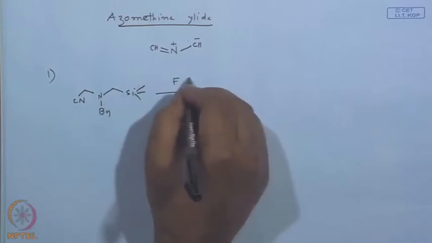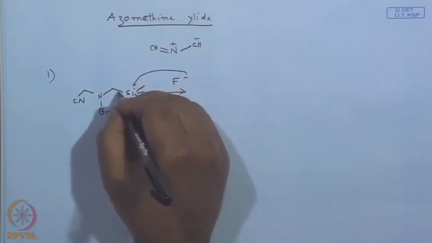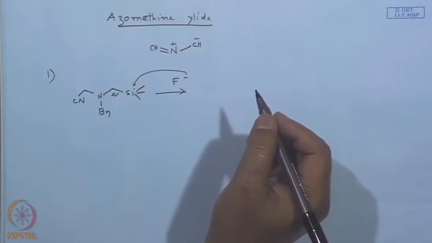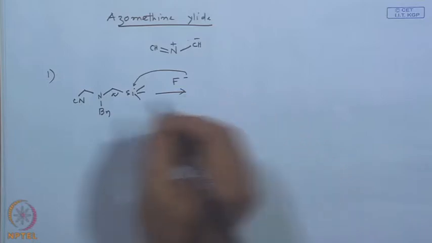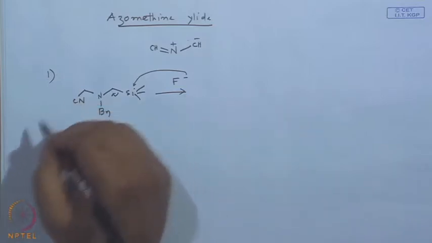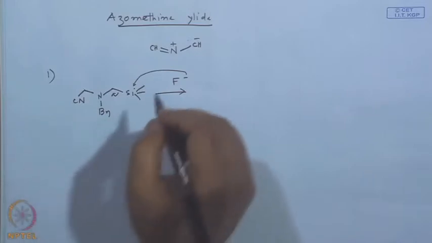Now, if you treat this with a fluoride, all of us know fluoride would attack at the silicon. So, it forms a carbanion, fine. But at the same time, you have to have a driving force for releasing this cyano group. So, how do you do that?